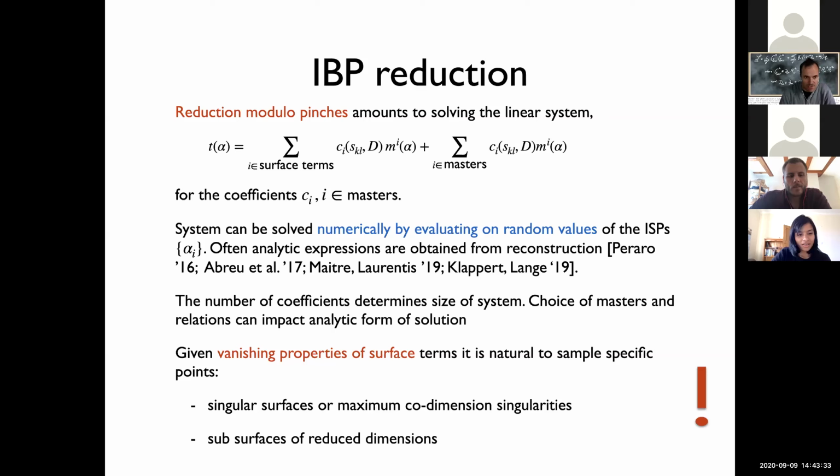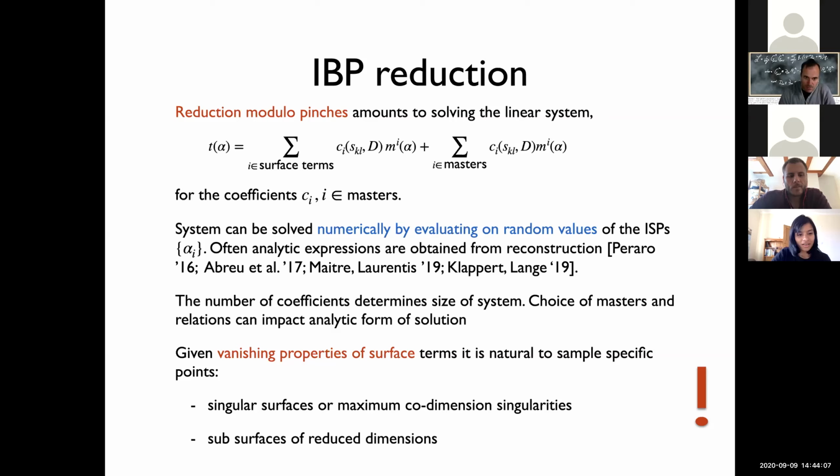So we have a tensor insertion, the T of alpha, and it gets equated with a number of surface terms and a number of master integrals with a priori unknown coefficients. And the IBP reduction amounts to computing these coefficients. One way to solve these linear equations for the coefficients is to evaluate this equation on multiple points for the ISP variables alpha, and you can do this numerically.